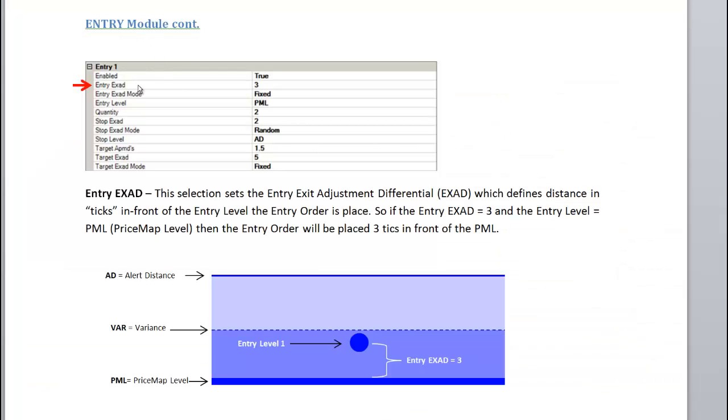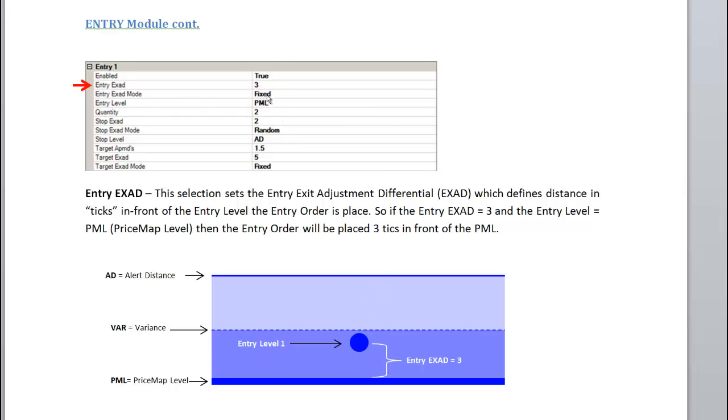On the entry module, we have a few things that we need to consider. We have to have it enabled. We're going to use an EXAD, which is an entry-exit adjustment differential. What the EXAD is, it's really a differential. Here's our price map level, we have our variance, our alert distance, and then we're defining our entry level 1. We want to define: do we want a tick variance from the price map level, or a tick variance from the variance level, or a tick variance from the alert distance? That's what this EXAD number is. So this is telling us that I want a 3-tick variance.